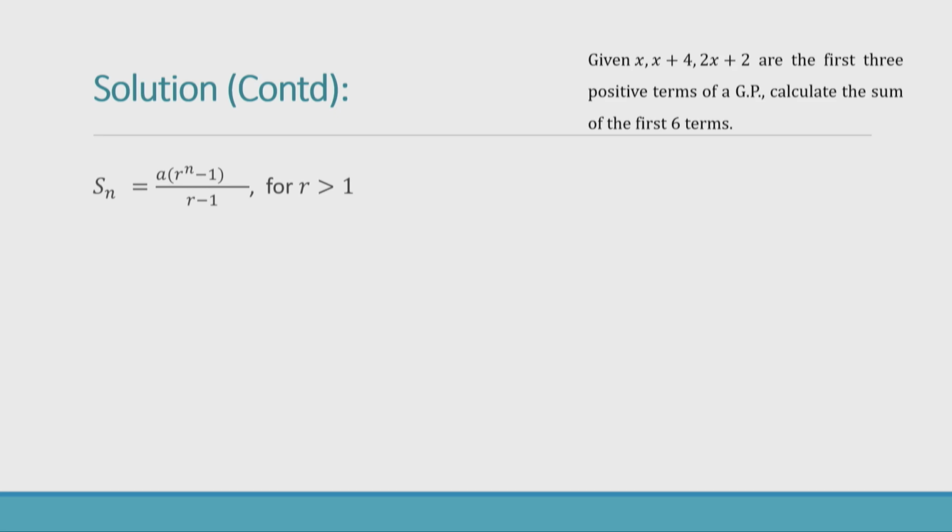So using our formula for Sn and replacing a by 8, r by 3 over 2, we get S6 to be equal to 166 and 1/4.